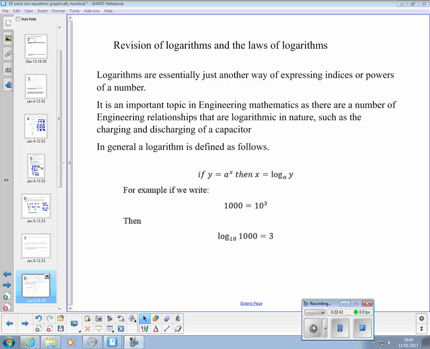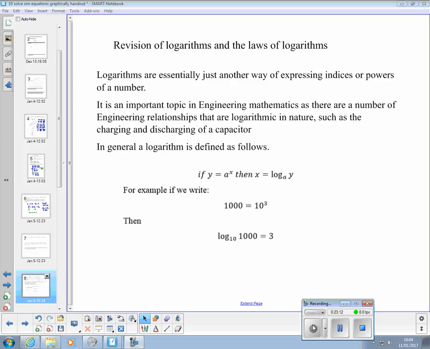Division of logarithms and the laws of logs. Essentially, logs are just another way of manipulating numbers with an index, like powers. There are a number of engineering topics that have relationships that are logarithmic in nature. For instance, the charging and discharging of a capacitor has a logarithmic relationship.